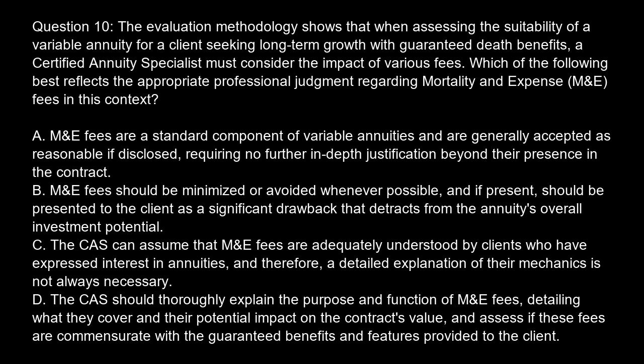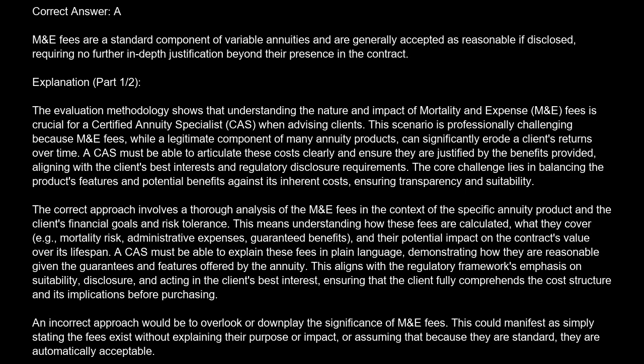Option D. The CAS should thoroughly explain the purpose and function of M&E fees, detailing what they cover and their potential impact on the contract's value, and assess if these fees are commensurate with the guaranteed benefits and features provided to the client. The correct answer is A. M&E fees are a standard component of variable annuities and are generally accepted as reasonable if disclosed, requiring no further in-depth justification beyond their presence in the contract.